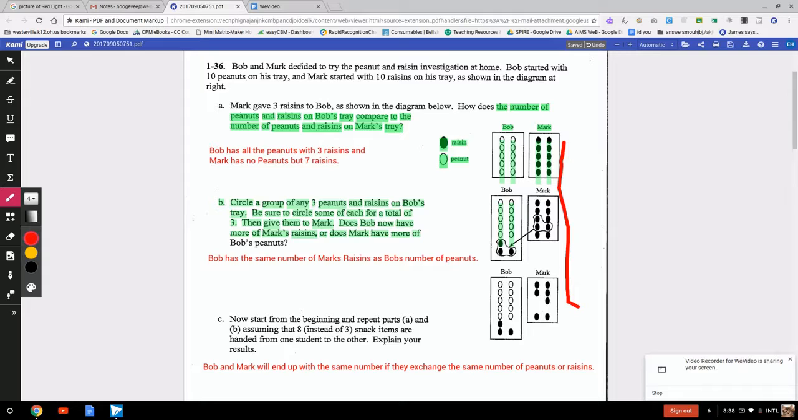So I got the explanation right here. Pretty much they want you to say what happened. So Bob has all the peanuts with 3 raisins, and Mark has no peanuts but 7 raisins. So you're just explaining what happened. You could explain it any other way. That's just the way the book told you to say it. So if you have something close to it, keep it. Don't erase it.